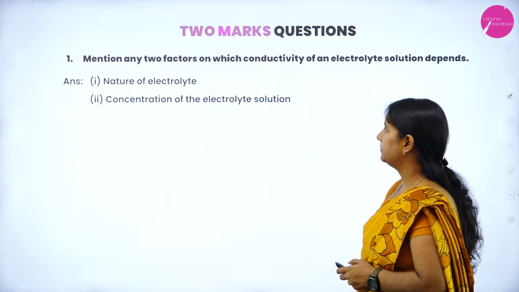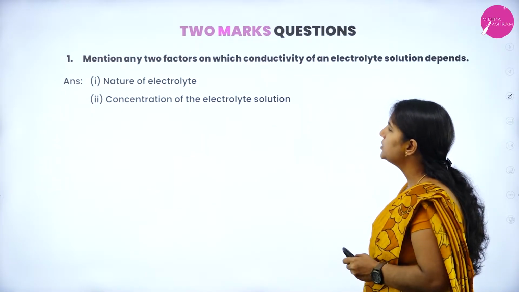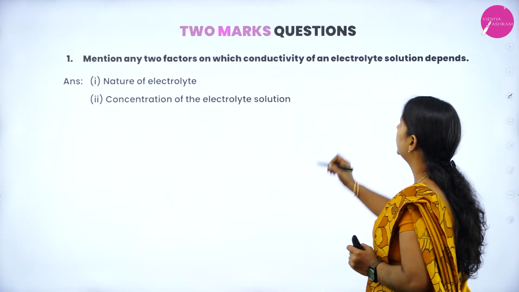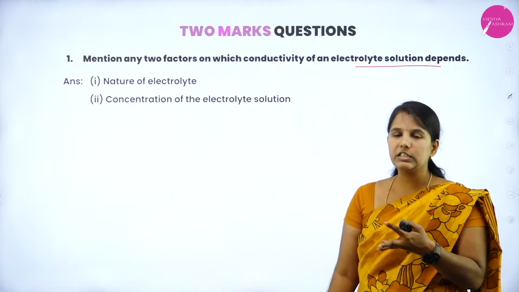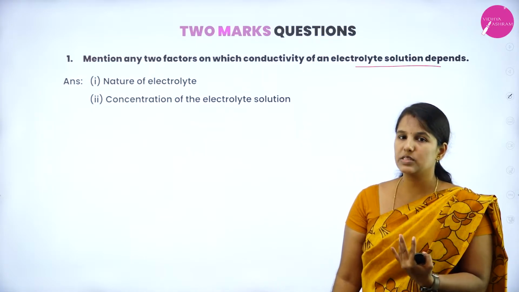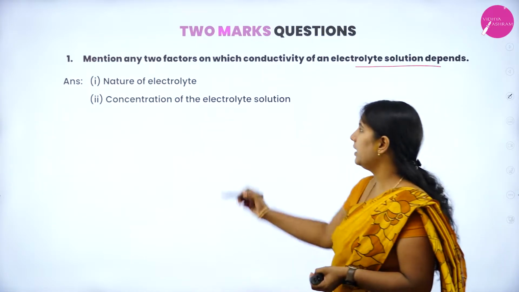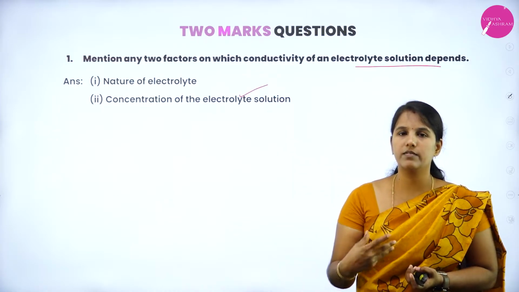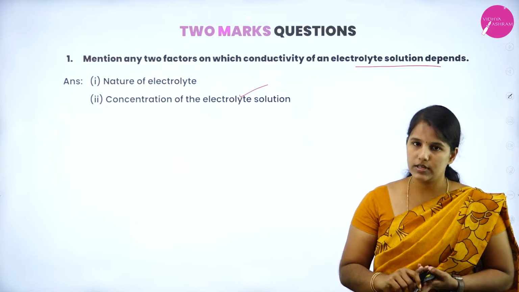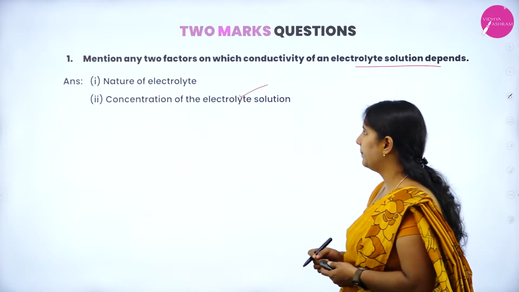Okay. Next, for the 2 mark question, mention any two factors on which the conductivity of an electrolytic solution depends. We know that the conductivity of any electrolytic solution depends upon the nature of the electrolyte that we take and how concentrated the electrolytic solution is that we have taken for the entire electrolysis. These are the two factors on which it mainly depends.